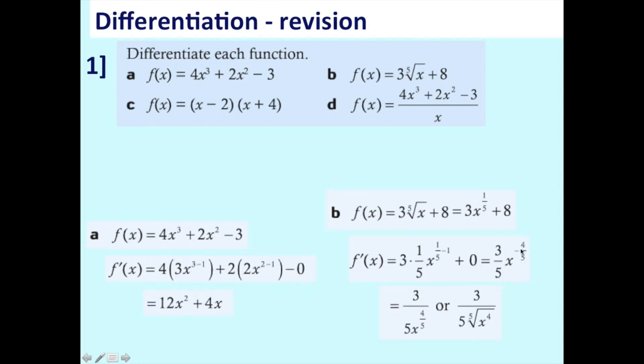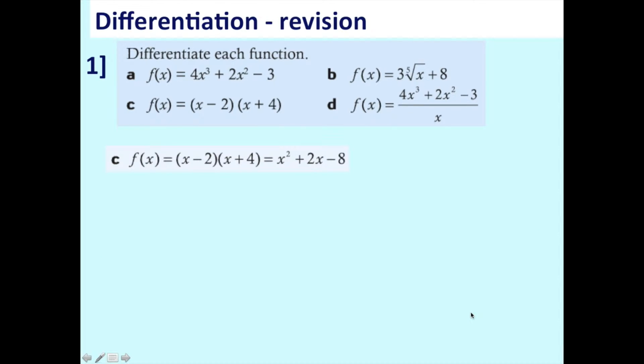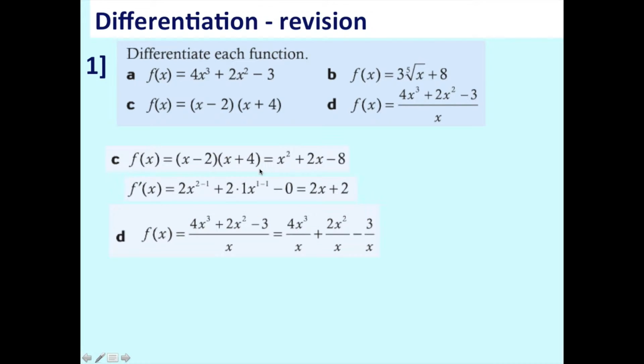So if we've got 3/5 times, again constant multiple rule here, 3/5 times this is going to give you 3 over 5x to the power 4 over 5. We can leave it like that, or we can put it back into the same form that was given to us in the question. Part C then is just going to be a case of expanding the brackets to give you a quadratic, which you can then differentiate.